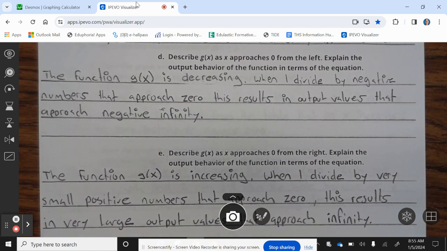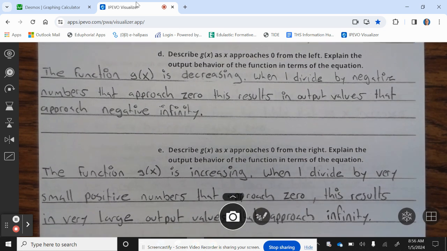D. Describe g of x as x approaches 0 from the left. Explain the output behavior of the function in terms of the equation. The function g of x is decreasing. When I divide by negative numbers that approach 0, this results in output values that approach negative infinity.